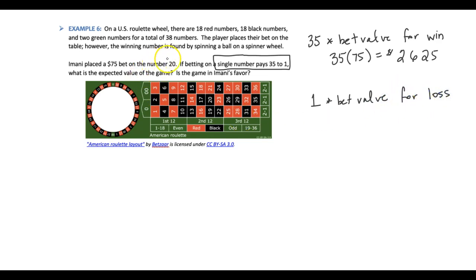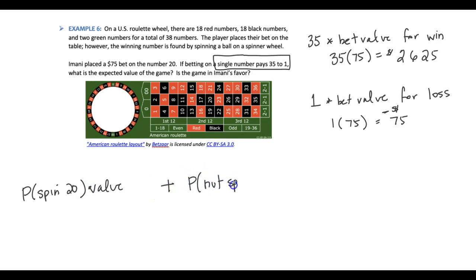The 1 represents 1 times the bet value that a person will lose if, in this case, the number isn't spun to be the number 20. So 1 times the $75 would be $75, but because it's a loss, we represent it as a negative because they're losing $75. So let's look at the probability of spinning a 20 times the value of spinning a 20. And then we also have the probability of not spinning a 20 times the value of not spinning a 20 to find our expected value for the roulette game.